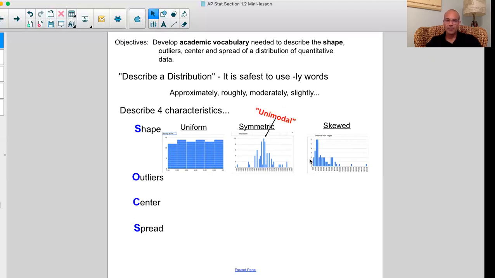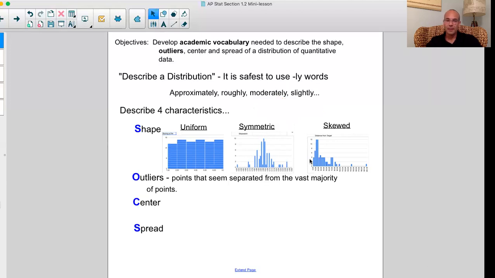One more thing that we can do to describe shape, we can talk about the modes. This is unimodal because there's kind of one peak. It's not bimodal or multimodal, but those are words you could also try to use to help yourself describe the shape of a distribution. So that's one of four. And that's pretty involved. The good news is these other ones are going to be a little quicker.